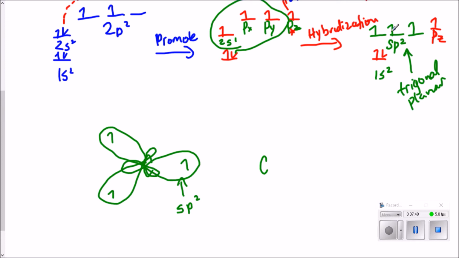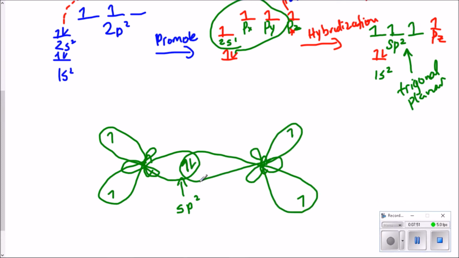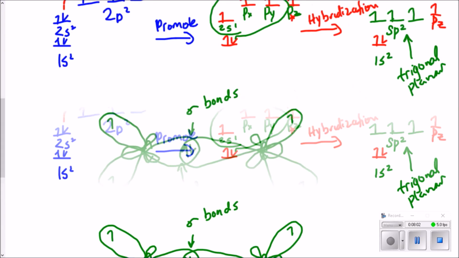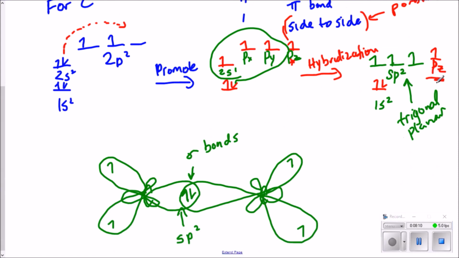1 electron in each. Oops, sorry there. And let's do the same sp2 hybridization off our other atom. And you can see that I've added an electron. Now what kind of bond is that? That's an end-to-end bond. That is a sigma bond, and we have 1 bond between our 2 carbons.